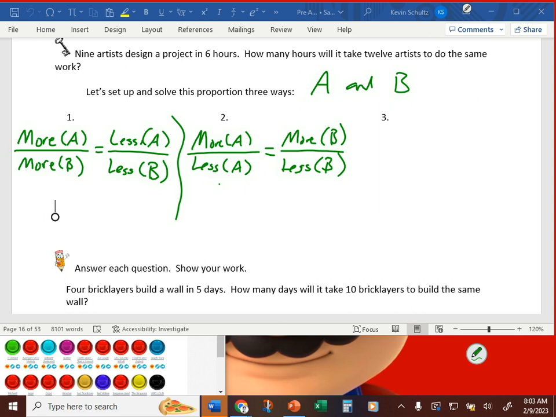Okay, so let's solve our sample problem here using both of these methods. So let's have our A be artists, because it starts with A, just makes more sense. And our B will be hours, right? So the 2 units that we're using, our A and B, are artists and hours. So now we look at what we know. We've got 9 artists here and 12 artists here. Which ones are more and which ones are less?